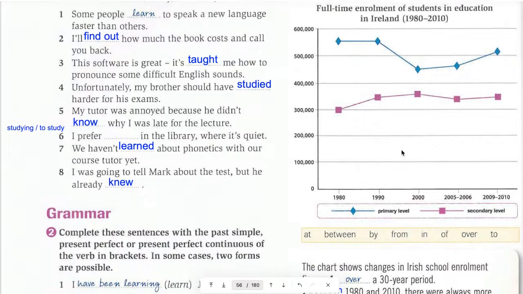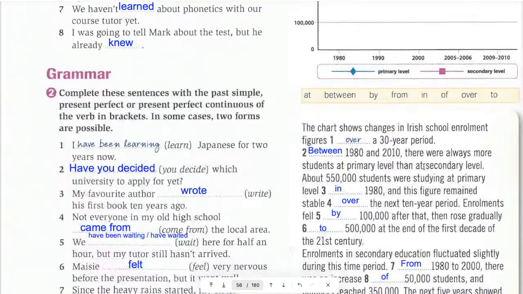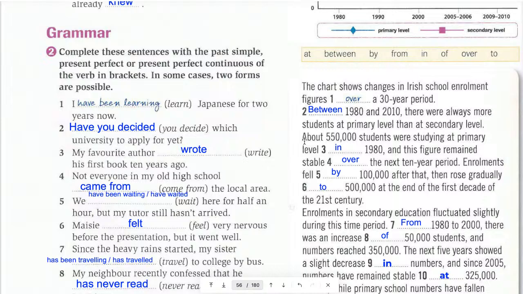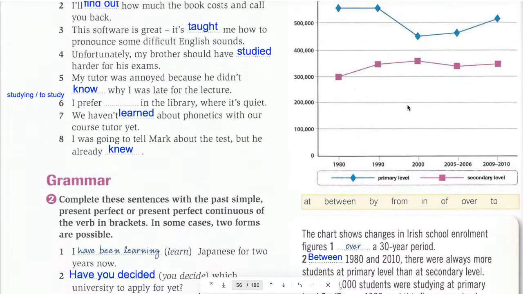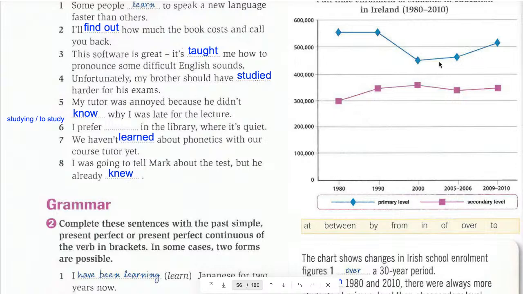We need to describe, in this case maybe you can describe the primary level first. Okay, that is the blue line here. You understand? Yeah, that's all you have to do. Here they describe about 550,000 students studying at primary level in 1980. So, for the first decade of the 21st century, they just use the whole paragraph to describe what's happening with the blue line. You see that?